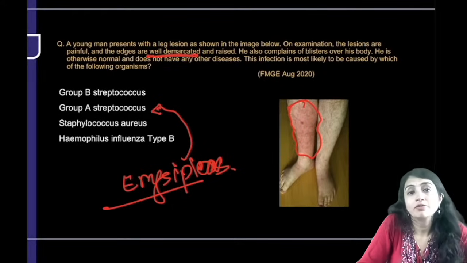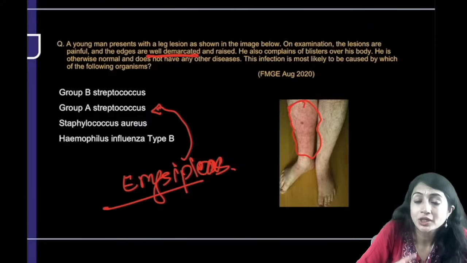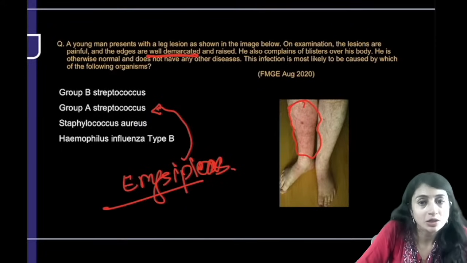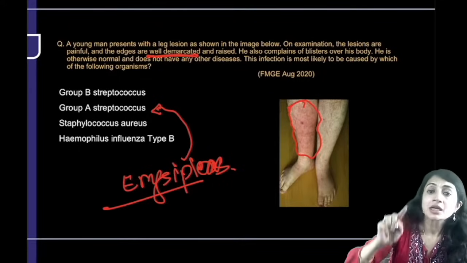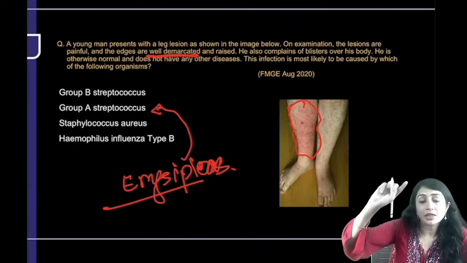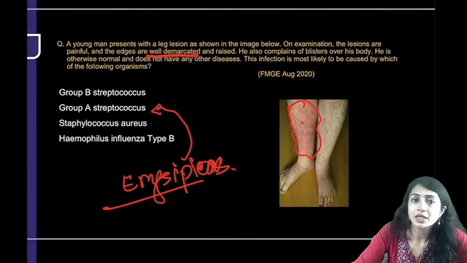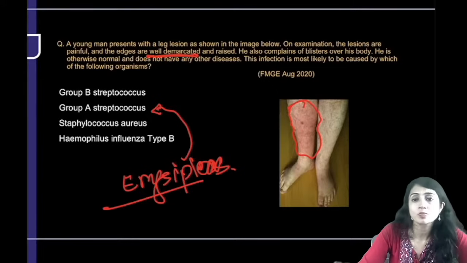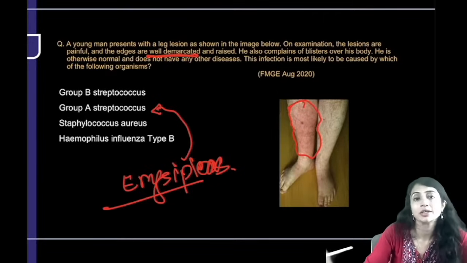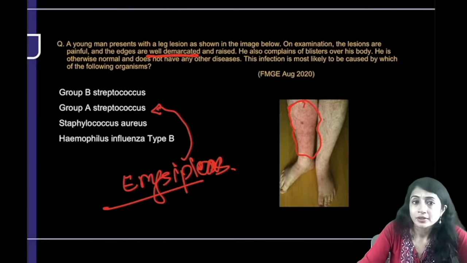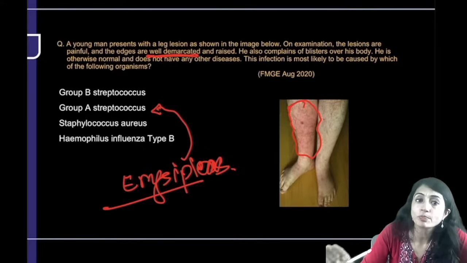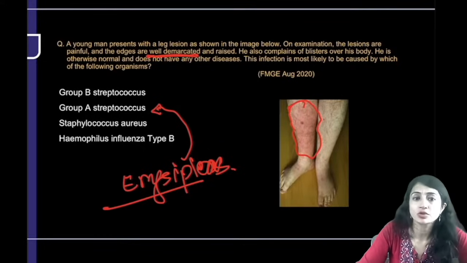The purpose of giving well demarcated is to differentiate erysipelas from cellulitis. Cellulitis is deeper. Erysipelas affects more superficial dermal lymphatics, and that is why it is very well demarcated. It presents with painful lesions, is usually seen in healthy individuals, and is caused by group A beta hemolytic streptococci. Right? So not group B, it is group A beta hemolytic streptococcus.